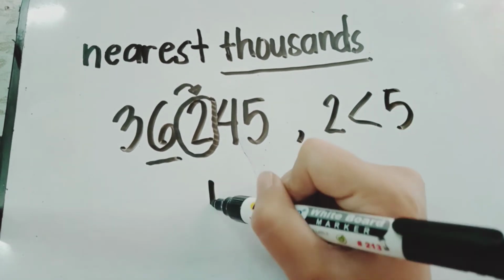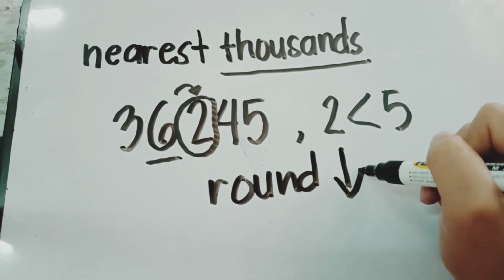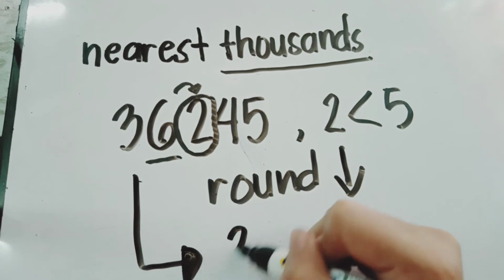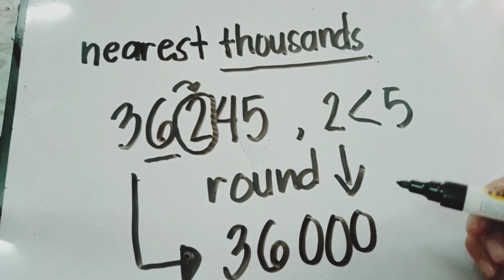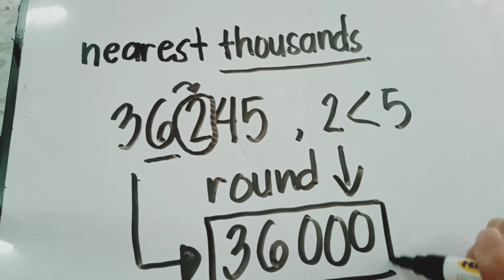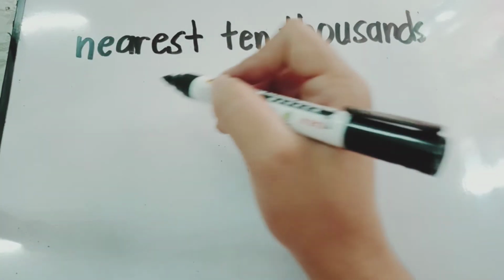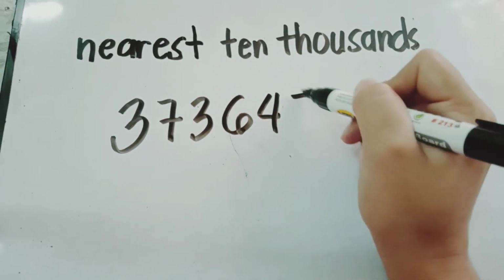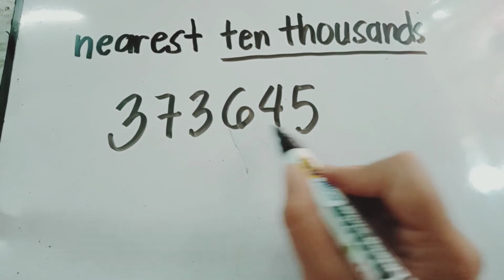Then, because 2 is less than 5, then we will round down. Or, we will not change the rounding digit. Then, 36,245 rounded to nearest thousands will then become 36,000. Now let's just follow the steps and rules and apply it in rounding to other nearest place values.